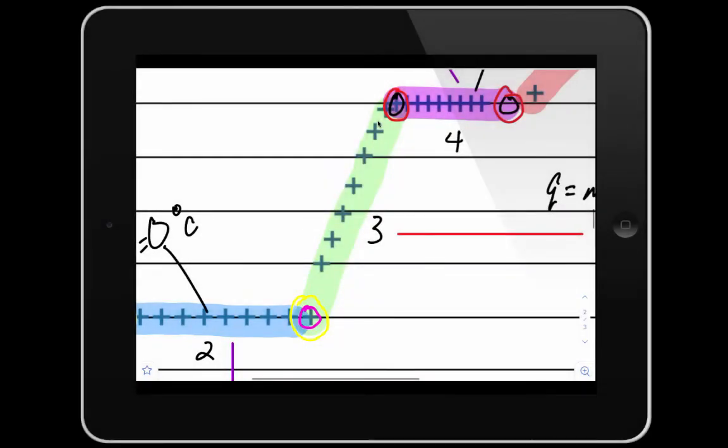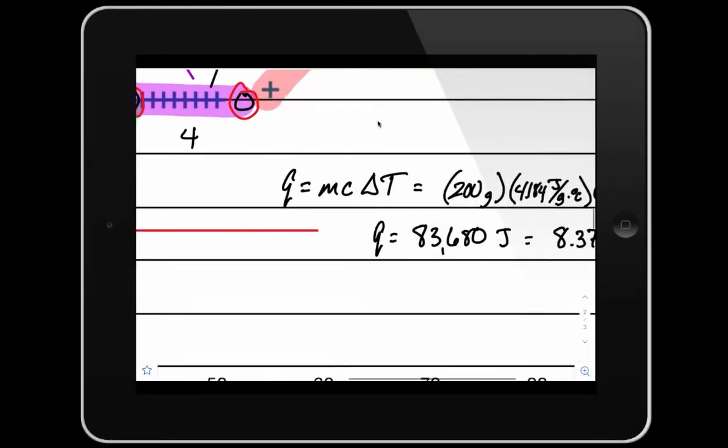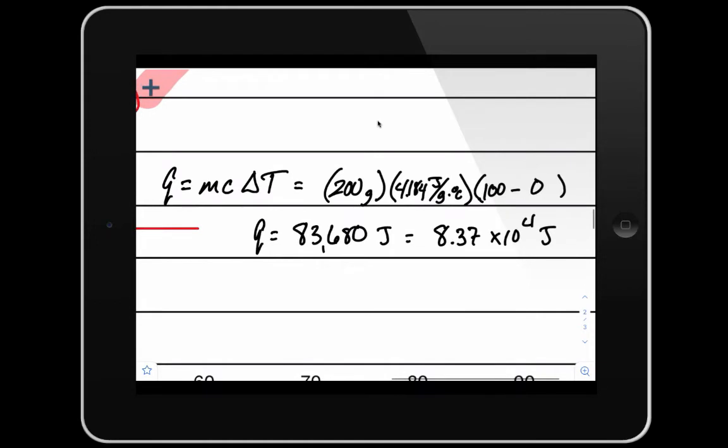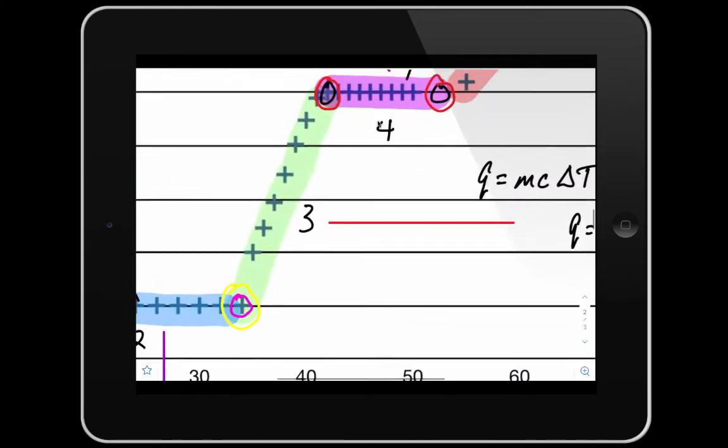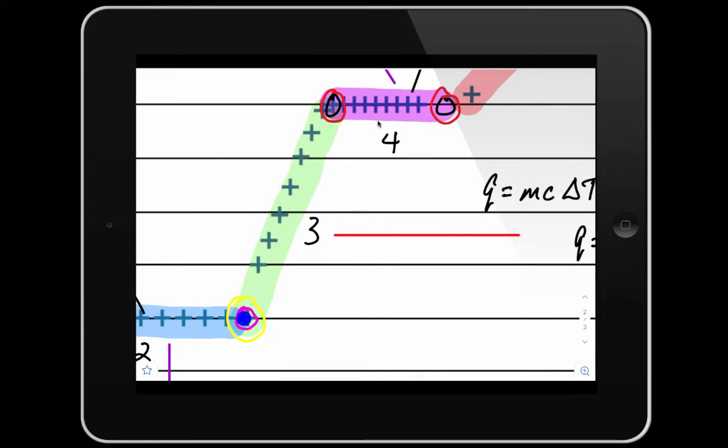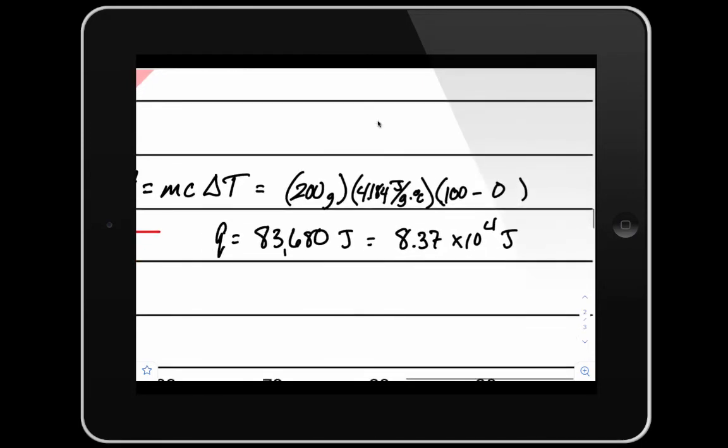Now for our energy value, we're going to have Q equals mc delta T because our temperature is changing. So we can use this equation. We've got our mass of water 200, specific heat given to you in the lab as 4.184 for liquid water, and we have a temperature change of a final temperature of 100 and our initial temperature at 0, because again, if we go back and look at this, we're at 0 degrees Celsius and we're going up to 100 degrees Celsius as a liquid. That gives us an energy of 83,680, or 8.37 times 10 to the fourth joules.